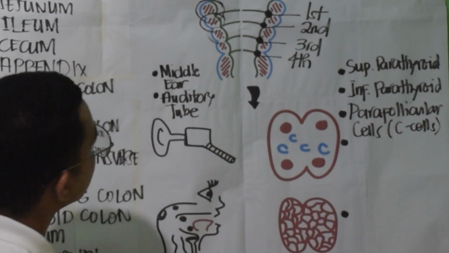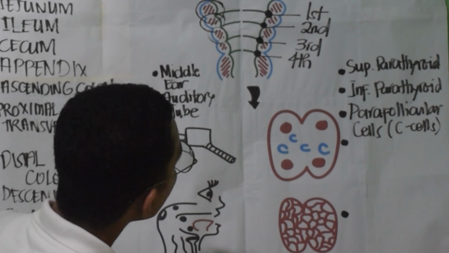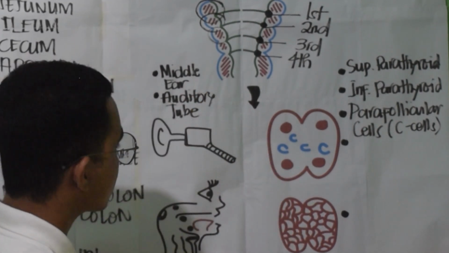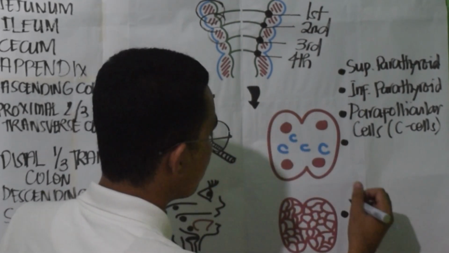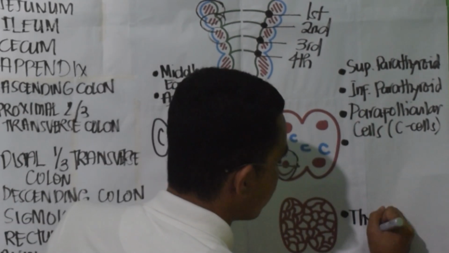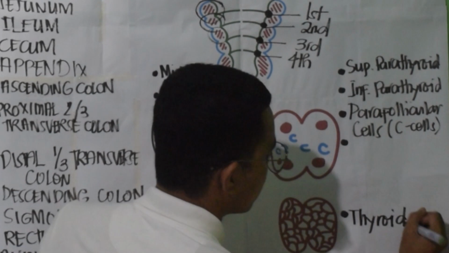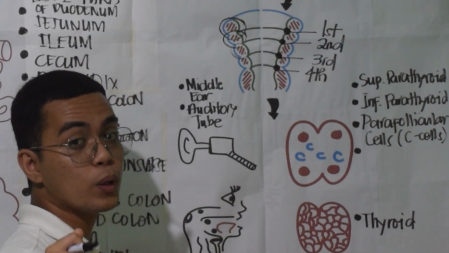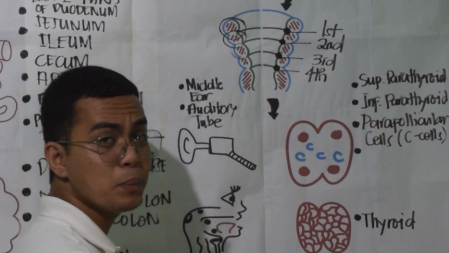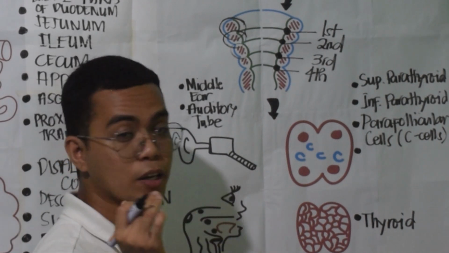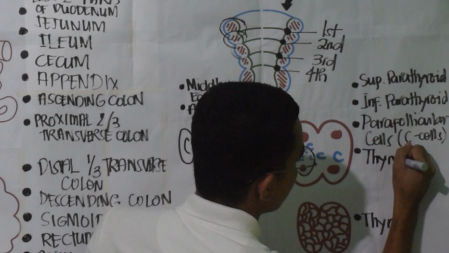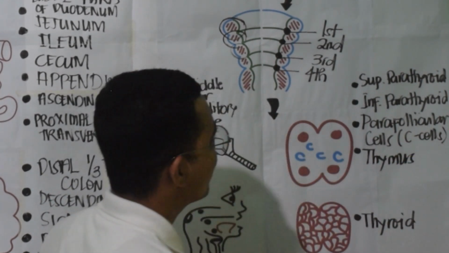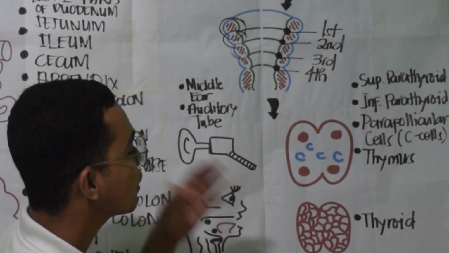A bud will also come off your pharynx. That will become your thyroid. Another bud will rise from your primitive pharynx, and that is actually your thymus. So if you have to add your derivatives, it would be thymus.